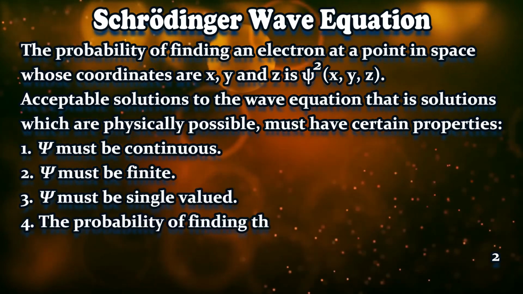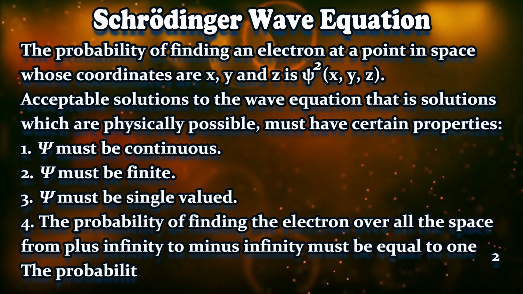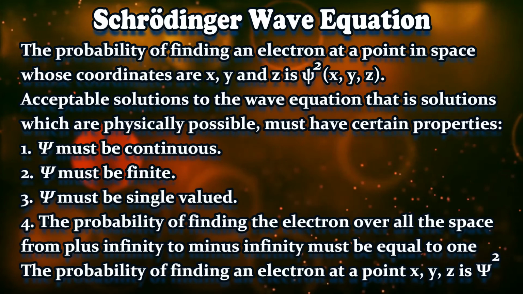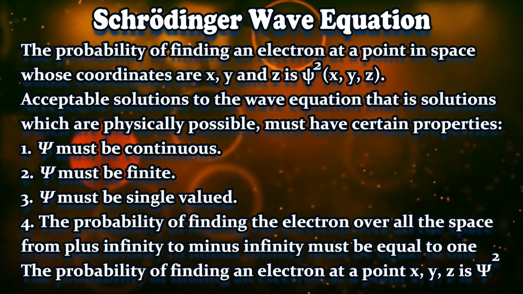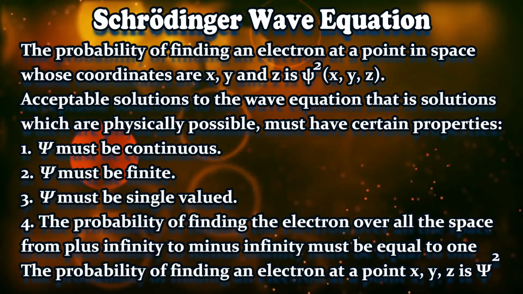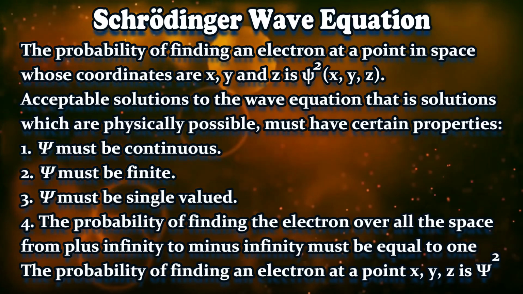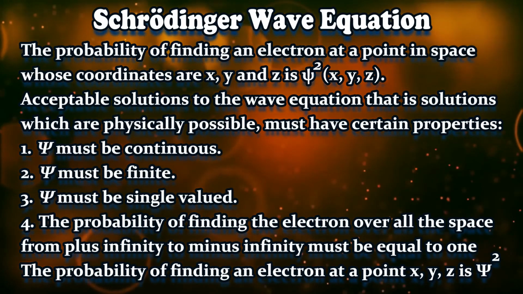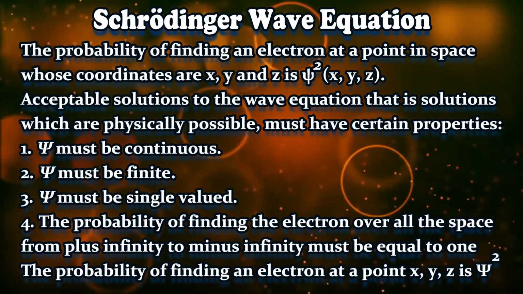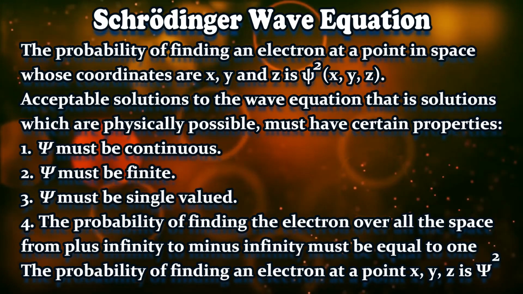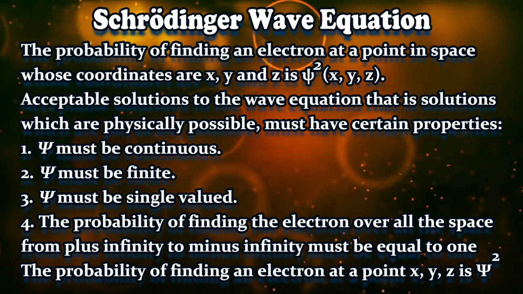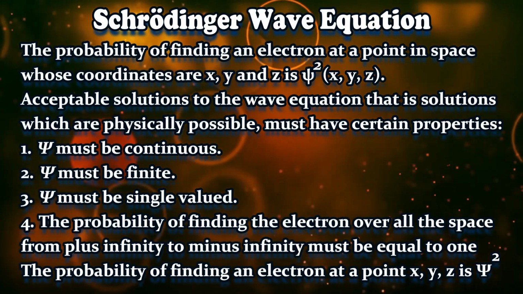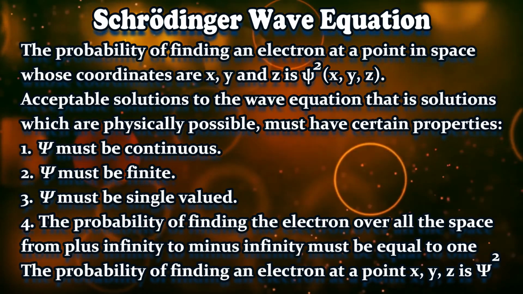Now there are some properties of psi which we must know, right? That is, psi must be continuous, psi must be finite, psi should always be single valued, and the probability of finding an electron, whatever I said few moments ago, may be either equal to 1 or maybe 0, right? It can never be negative. Always we should keep these 4 things in our mind, right?